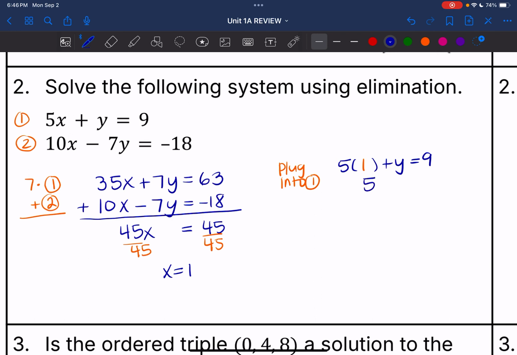5 times 1 is still 5. So 5 plus y equals 9. And if I want that y to be by itself, we're going to subtract 5 from both sides, and that gives us y equals 4. So just be careful when you're writing your final answer. You want it as an ordered pair, and it's always alphabetical order, x comma y. So our answer here would be 1 comma 4.